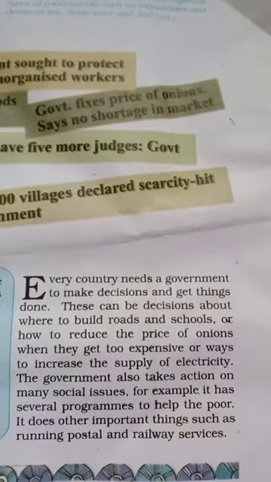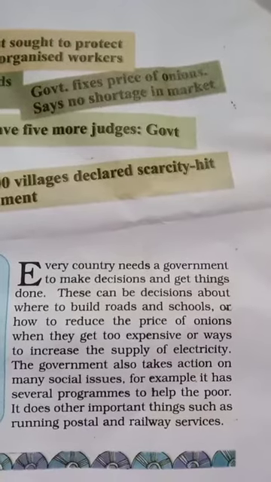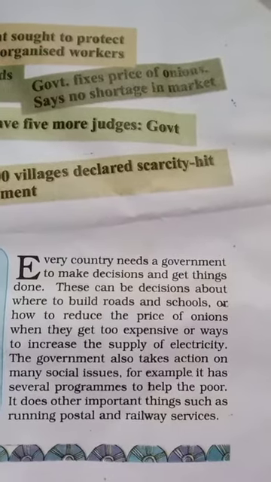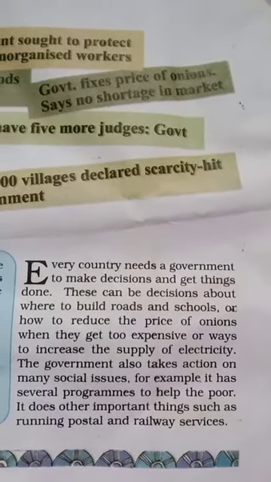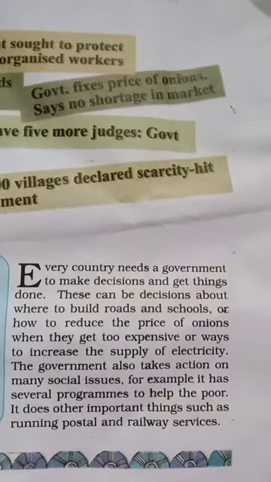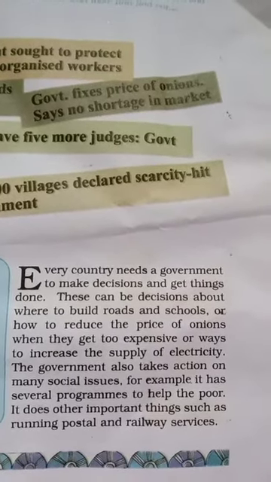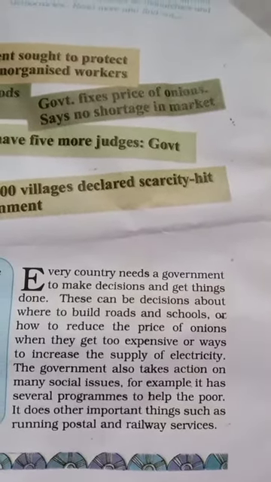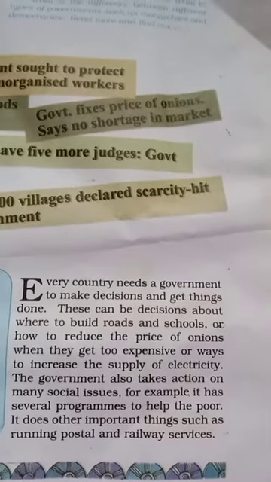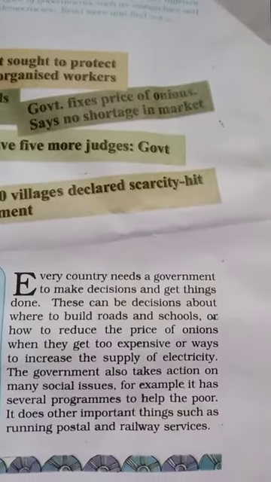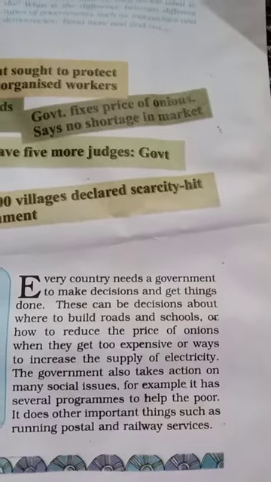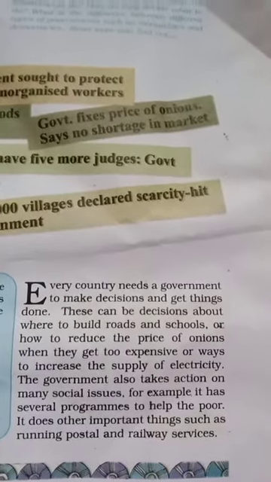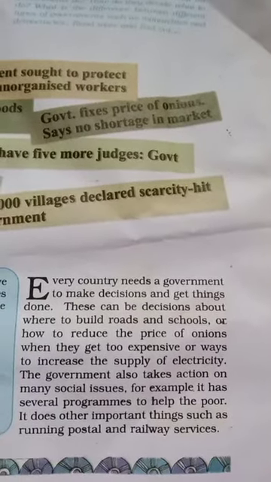Every country needs a government to make decisions and get things done. These can be decisions about where to build roads and schools, or how to reduce the price of onions when they get too expensive, or ways to increase the supply of electricity. The government also takes actions on many social issues. For example, it has several programs to help the poor. It does other important things such as running postal and railway services. So, in this paragraph, we learned about some important works the government does in a country.